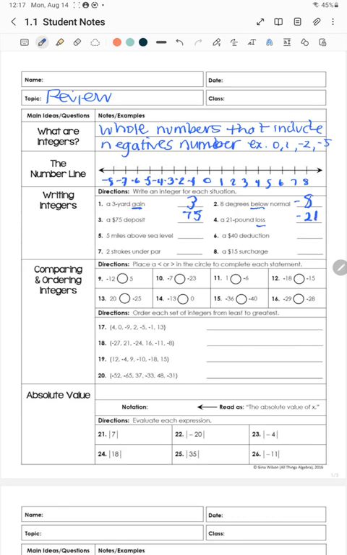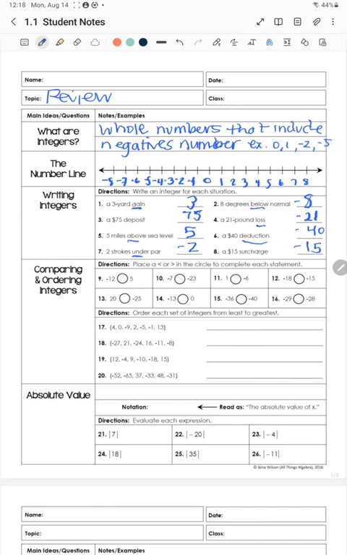I'm going to go a little bit faster. 5 miles above sea level. Above is the key word. So plus 5. A $40 deduction. Deduction means to take away. So minus 40. 2 strokes under par. Under is usually an indicator that something's below or negative or minus. So we're going to say it's a minus 2 here. And a $15 surcharge. Surcharge means that it was a fee, like they took something from you. So that would also be a negative 15.